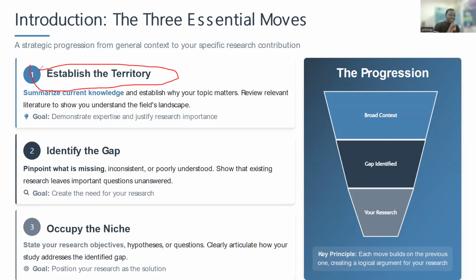So the first thing is to establish the current knowledge found there. And that is when you do your literature review to understand.